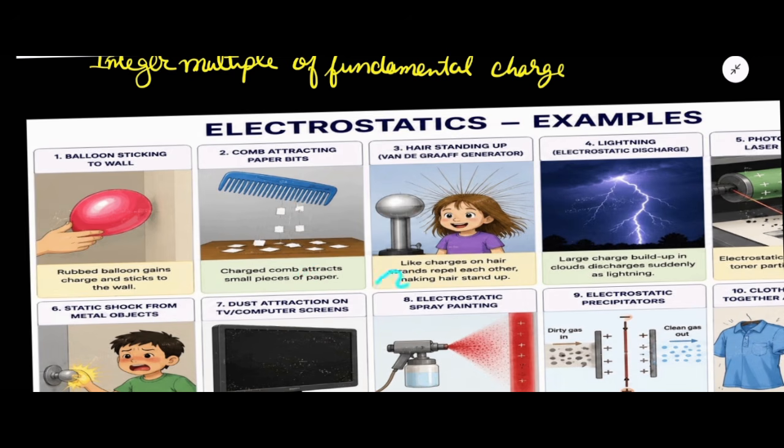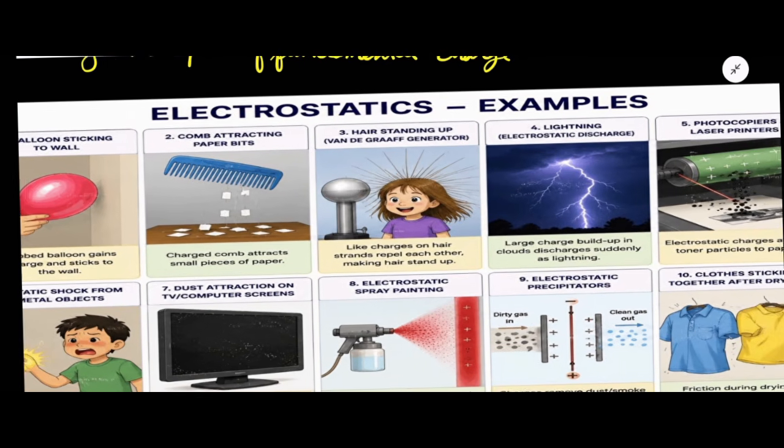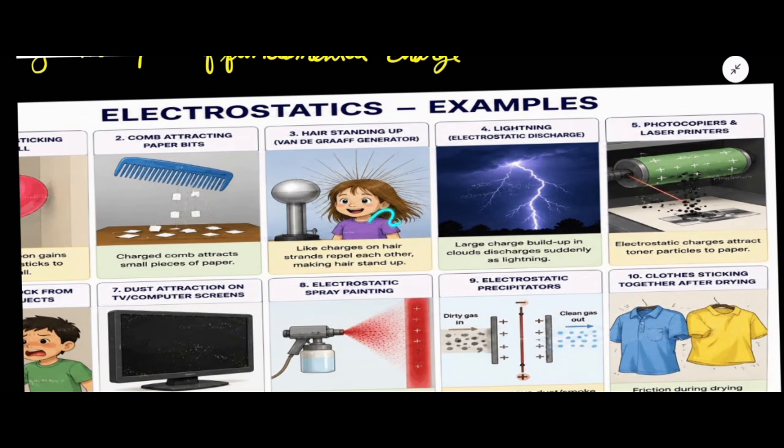Here a charged comb attracts small pieces of paper. This is a very common example we perform by rubbing the comb with the hair, and then it starts attracting the paper bits. And there is another example, hair standing up.